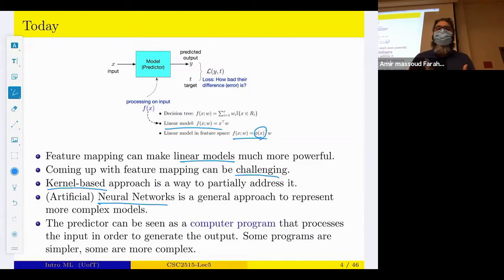So one way we can think about any prediction model is that it's a computer program that processes the input in order to generate the output. Some programs are simpler, just computing the inner product of two things. Some are more complex, and neural networks are on the more complex side. Different architectures of neural networks are essentially about what kind of program does the computation on the input in order to generate the output. These programs can be very expressive and can generate very complex relations between input and output.